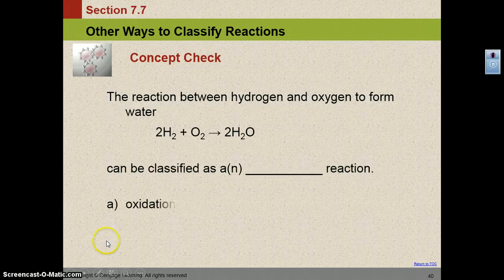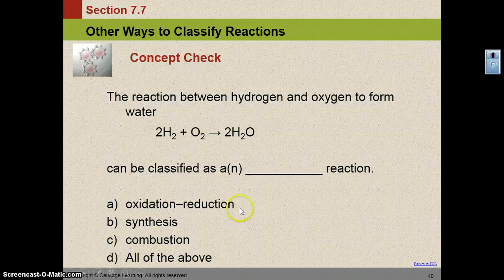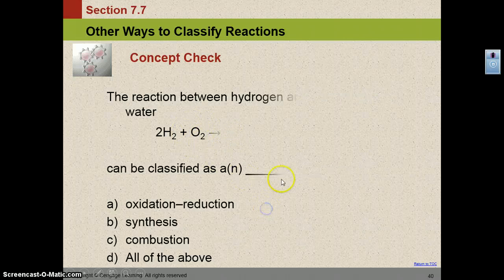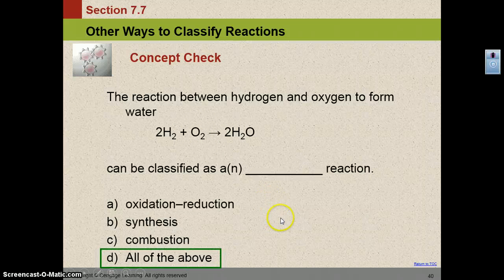The reaction between hydrogen and oxygen forms water, and how do we classify this? Do we classify it as a redox reaction, which it is because we have evidence of a transfer of electrons. So we have one with the 0 charge, one with the 0 charge, and a very polar covalent bond within water. It's a synthesis reaction because element plus element yields a compound, and it's combustion because we have the plus O2. So the only answer for this one is D, all of the above.